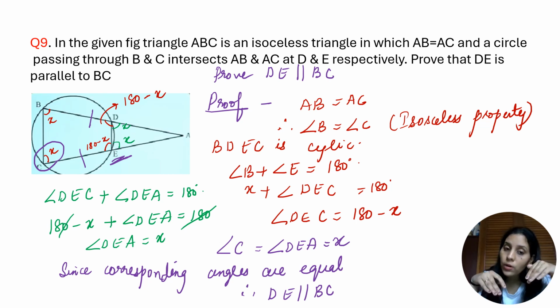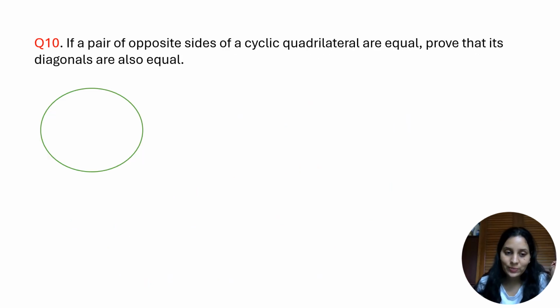Since my corresponding angles I've proved equal, the lines will definitely be parallel to each other. So this was all on observation. It was a very easy question. I hope you understood. Next one.